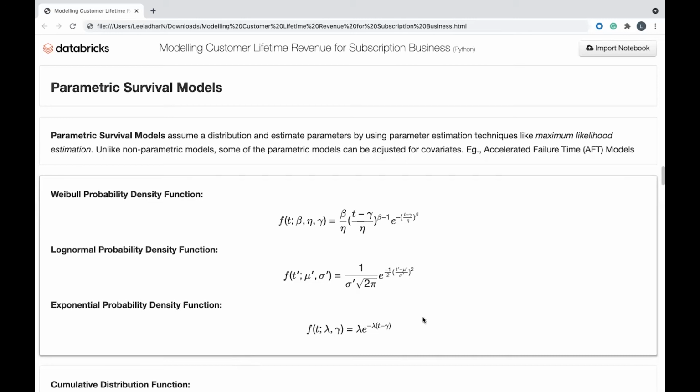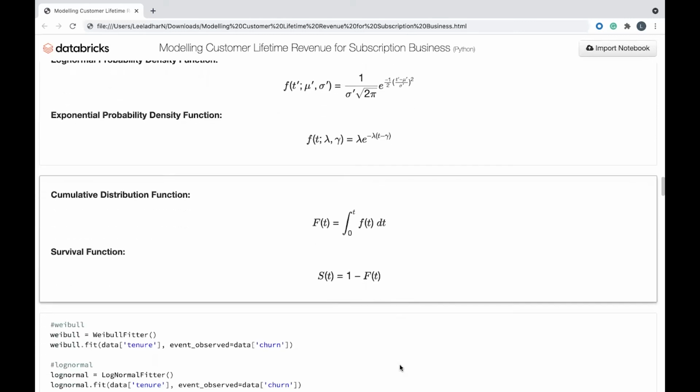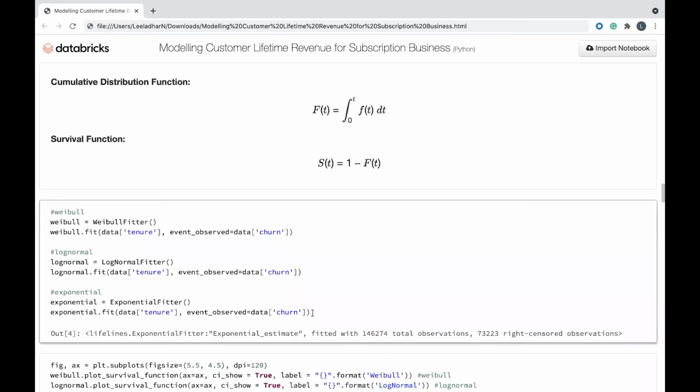Here we have probability density functions for some of the most commonly used distributions for survival models: Weibull, log normal, and exponential. We fit these distributions on our data and then estimate the parameters. And then we compute the cumulative distribution function, which represents failure rate over the time. And then we take 1 minus F to finally arrive at the survival function. So this is how we fit these distributions to our data.